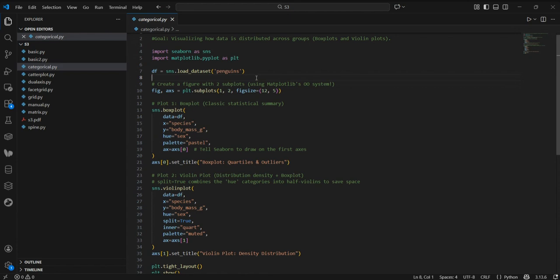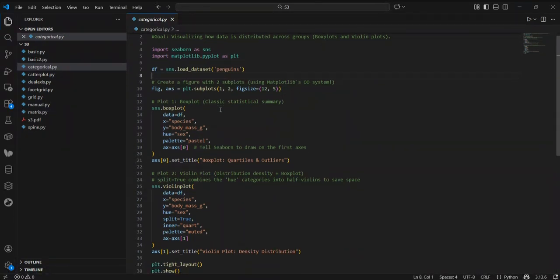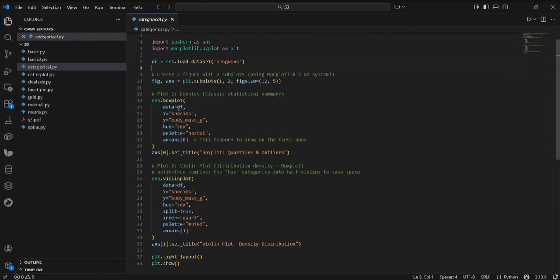And you can see we are creating a figure with two subplots, using Matplotlib's object-oriented system. You can see fig, axis equals plt.subplots and figsize is 12 comma 5, and these are in inches. The box plot will have the data, the x-axis will be species, the y-axis will be body mass, hue will be sex, palette is pastel, and ax equals axis 0, which tells Seaborn to draw on the first axis. That is why we are using this.